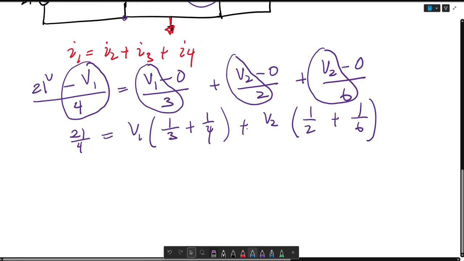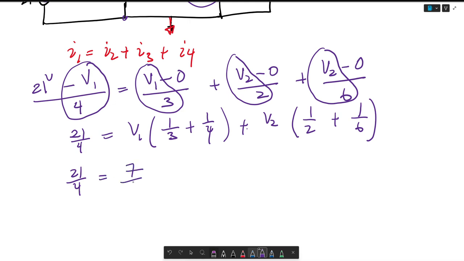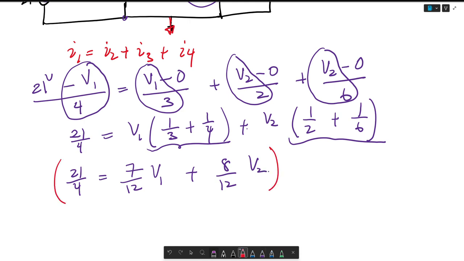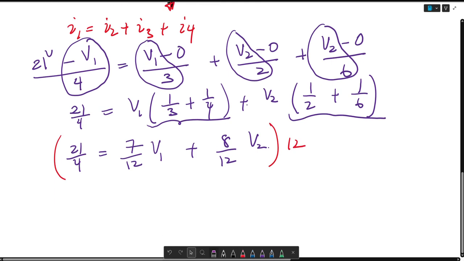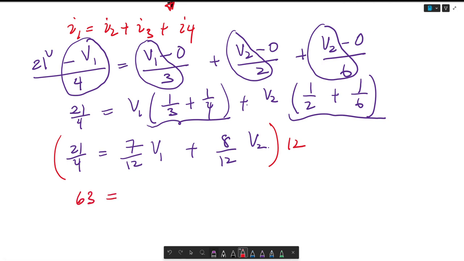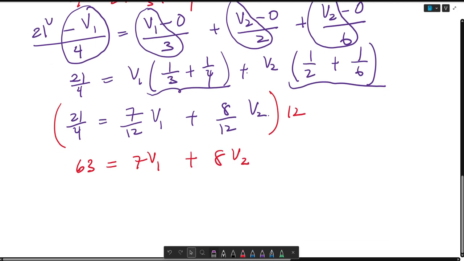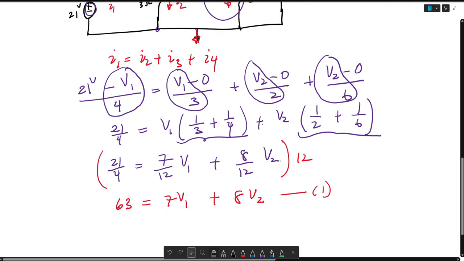We can further simplify this as 21 over 4 is equal to 7 over 12, which is this here, V1, plus 8 over 12, which is this here, V2. If we go ahead and multiply this entire thing by 12, we get that 21 over 4 times 12 is 63. This is equal to 7 V1 plus 8 V2. And we're left with this as our first equation.